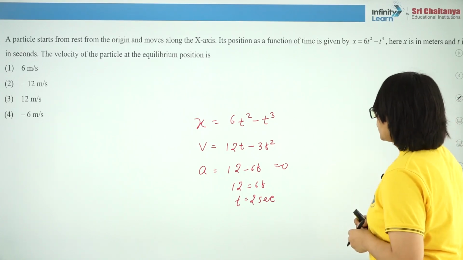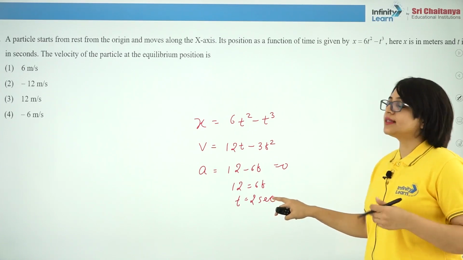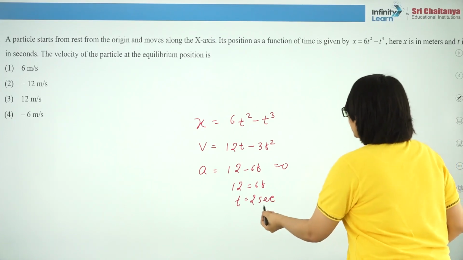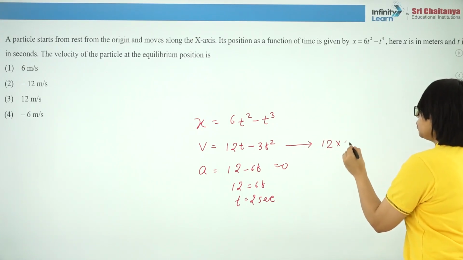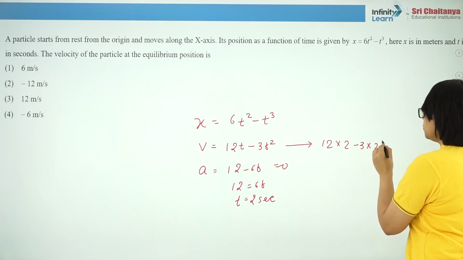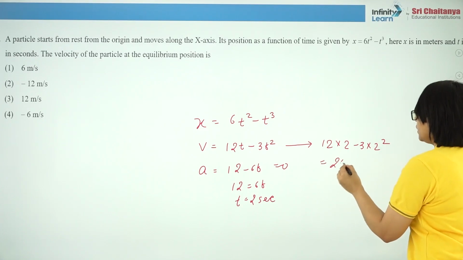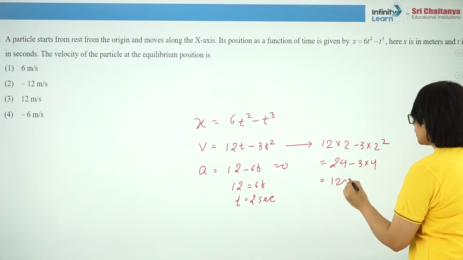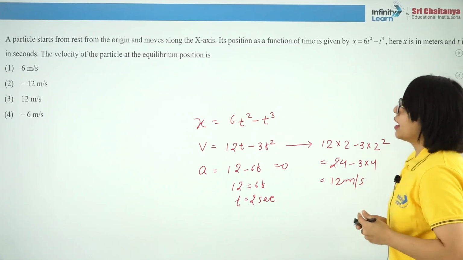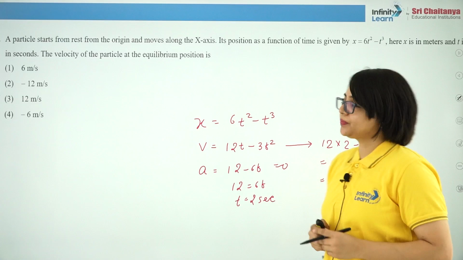We need to find the velocity at this position, that is at t is equal to 2. So, let us put t is equal to 2 in the velocity equation. So, it is 12 into 2 minus 3 into 2 square, which is 24 minus 3 into 4, which is 12 meter per second, and that is option 3.